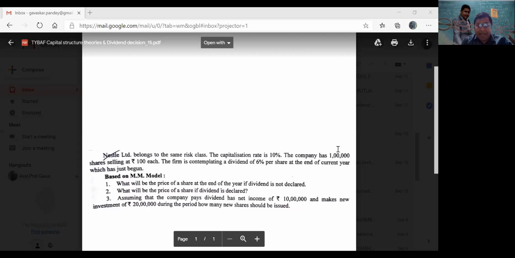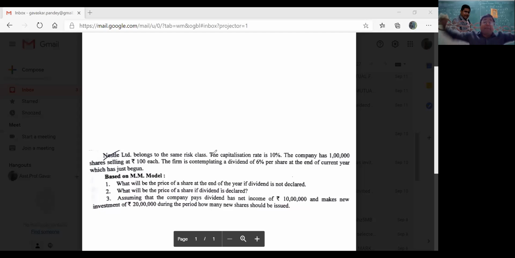Nestle Limited belongs to the same risk class. The capitalization rate is 10%, that is Ke.